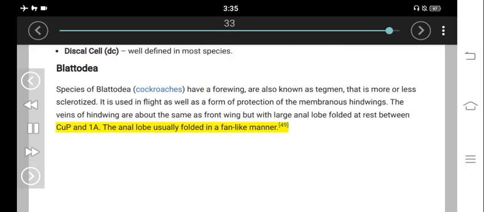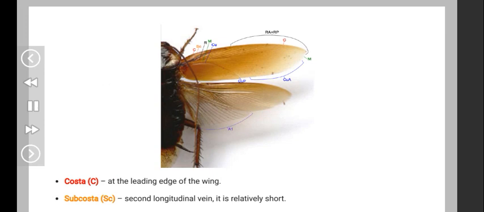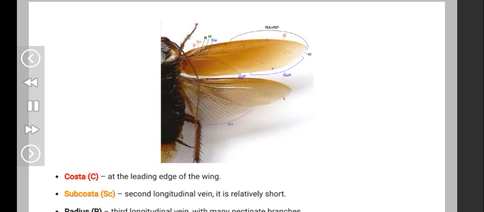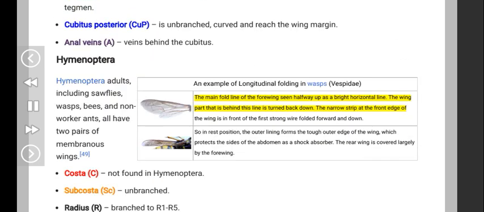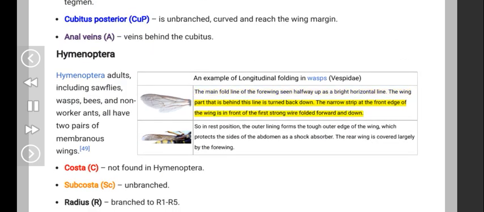49. An example of longitudinal folding in wasps, Vespidae. The main fold line of the forewing seen halfway up is a bright horizontal line. The wing part that is behind this line is turned back down. The narrow strip at the front edge of the wing, in front of the first strong vein, is folded forward and down. So in rest position, the outer lining forms the tough outer edge of the wing, which protects the sides of the abdomen as a shock absorber. The rear wing is covered largely by the forewing.